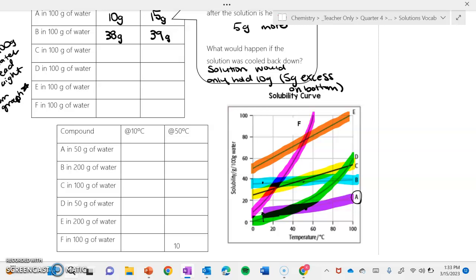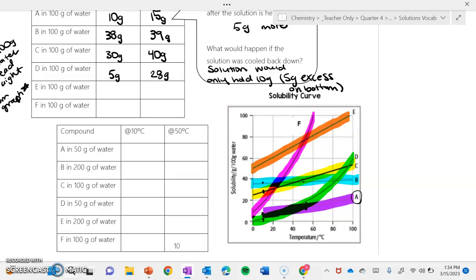C, that's our yellow line, same temperatures here. So it looks like we've got 30 grams on that line. And then when we heat up the temperature to 50, it's right on that line of 40. For sample D, that's our green line at 10 degrees. Woo, we're way down here. We can only fit 5 grams of solute D. And when we increase the temperature to 50, we've made quite an increase here, 28 grams.